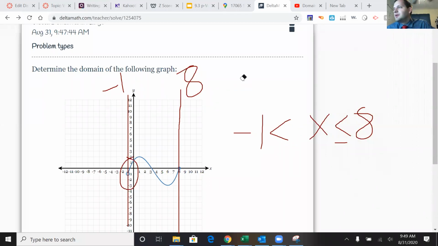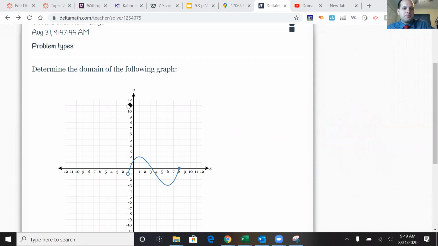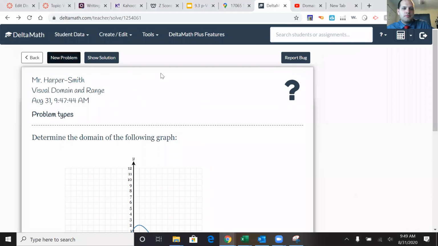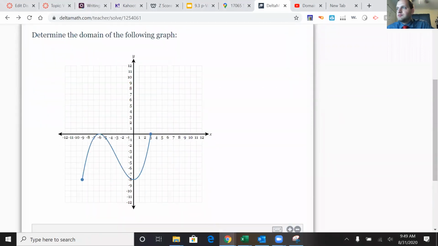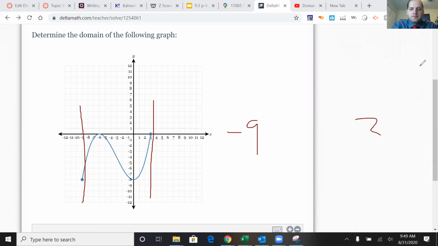Let me do one more just to make sure that we're all on the same page. All right, here we go. So we've got everything from -9 to +3. Looks like since they're both solid points, the arrows point the same direction. Since they're both solid points, they're going to be less than or equal to signs.